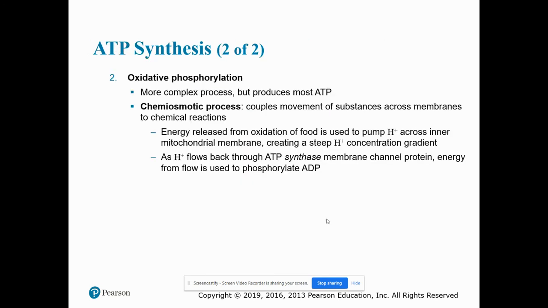The other mechanism is oxidative phosphorylation. This is a much more complex process, but it produces most of the ATP. It's a chemiosmotic process. This means that it couples the movement of substances across membranes to chemical reactions. Energy released from the oxidation of food is used to pump protons across the intermitochondrial matrix. This is going to create a steep proton concentration gradient. We're going to talk about this in more detail later on, don't worry. As protons flow back through the ATP synthase membrane channel protein, energy from the flow is used to phosphorylate ADP.